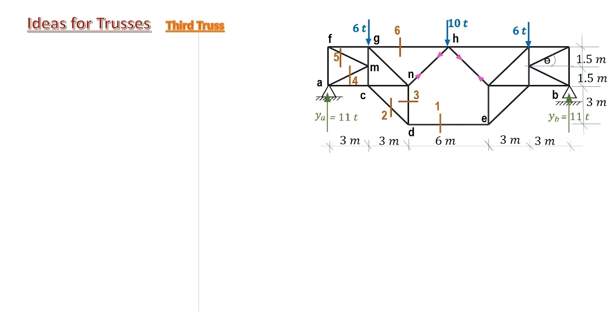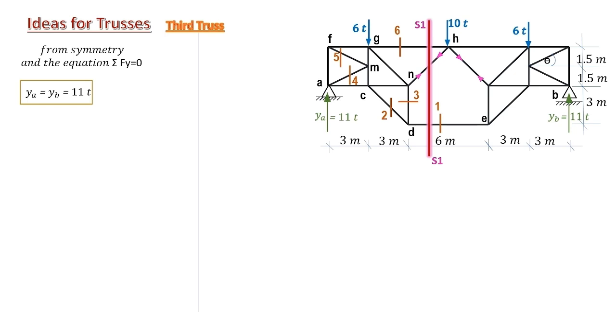We proceed with our ideas for trusses. We have our third truss here, and it is good practice to start with the link member DE. We need our reactions from symmetry. We have each of YA and YB equals 11 tons.